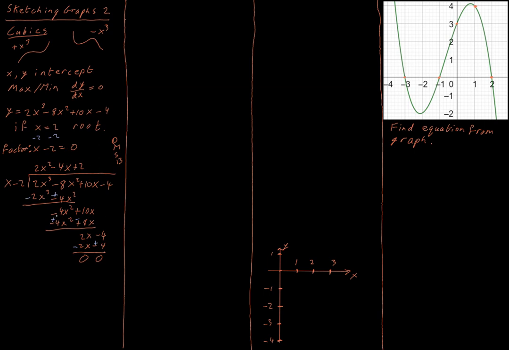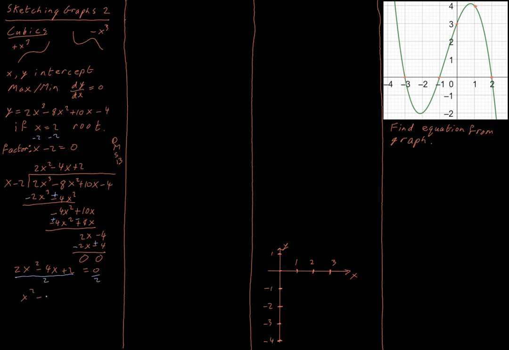If we set this equal to 0 and solve, we should be able to find our other roots, our other x-intercepts. I have a common factor of 2 here. I'm going to divide both sides by my common factor of 2.